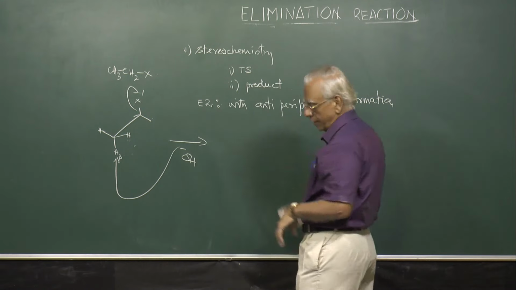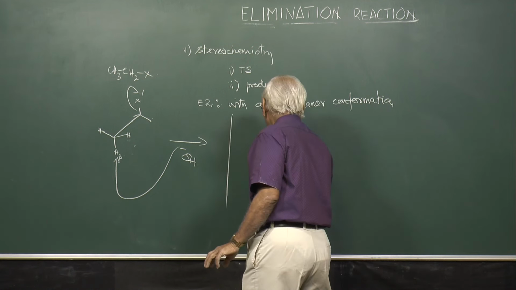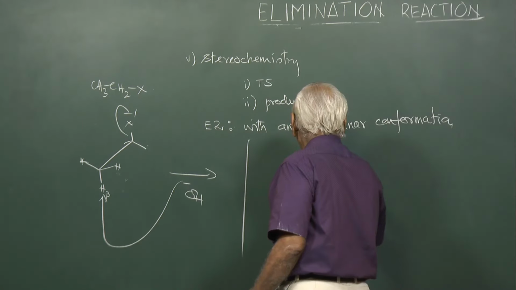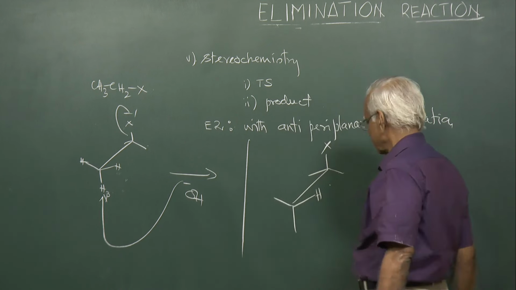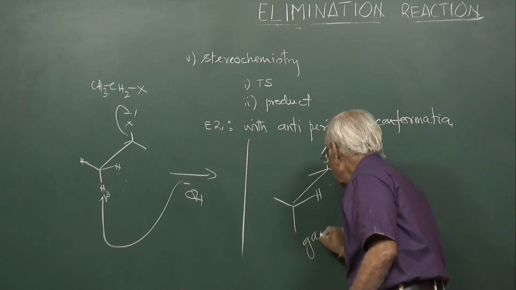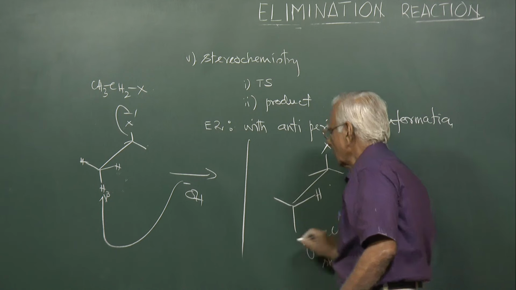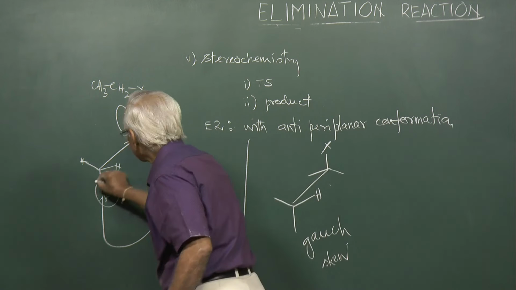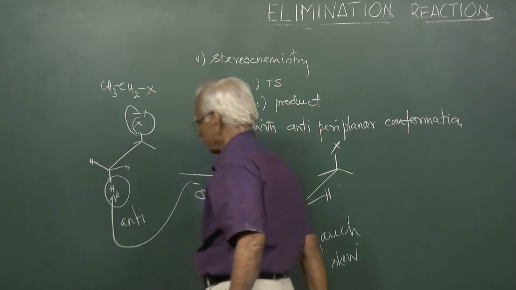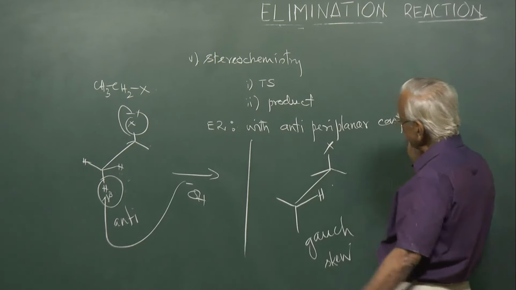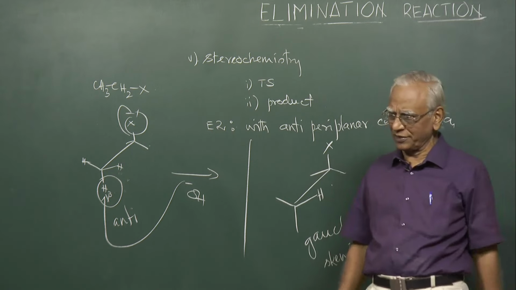Now, let me draw leaving group here and hydrogen here. Gauche conformation or skew conformation. Regarding this, anti-conformation. Now, isn't it enough to just tell anti-conformation? Why anti-periplanar conformation?